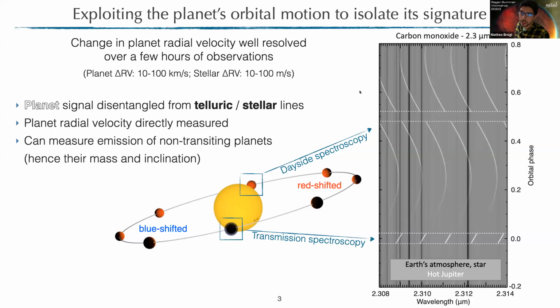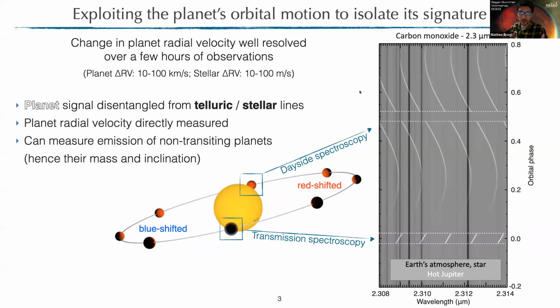So what I'm showing here on the right is a toy model, in the sense that the color scheme has nothing to do with the actual absorption or emission in the exoplanet atmosphere or our own atmosphere, but the shifts are real. So the signal that you see wobbling around as the planet moves around the orbit is at the right magnitude of a hot Jupiter around a solar type star. So we are talking about tens or hundreds of kilometers per second, which can be resolved quite well by high resolution spectrographs.